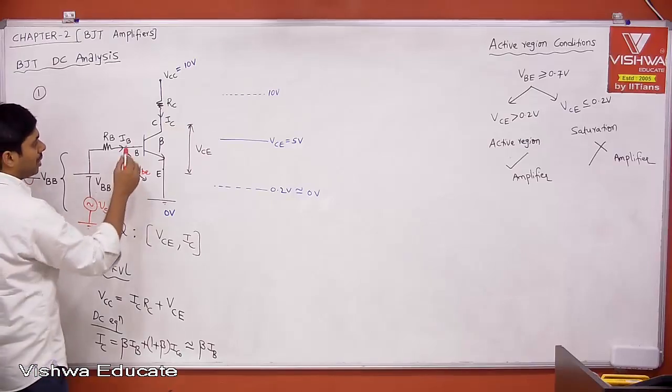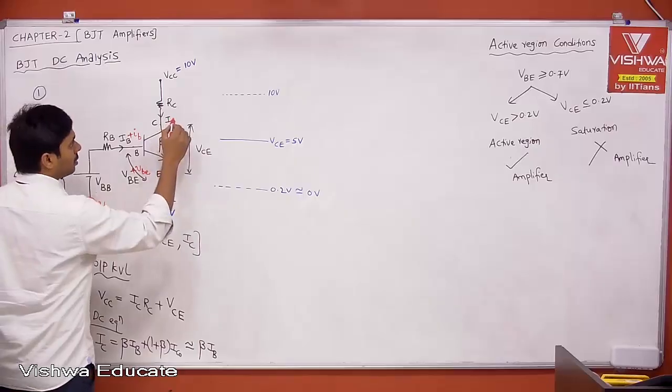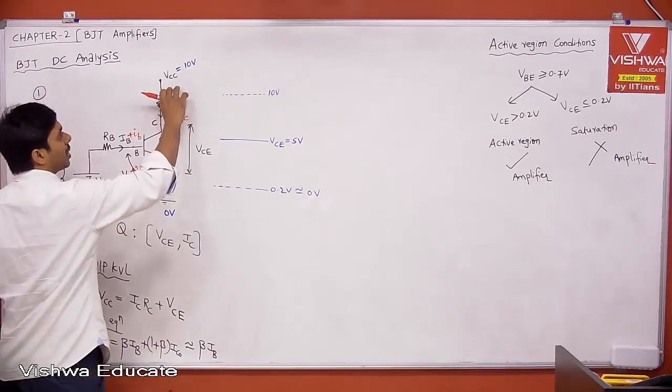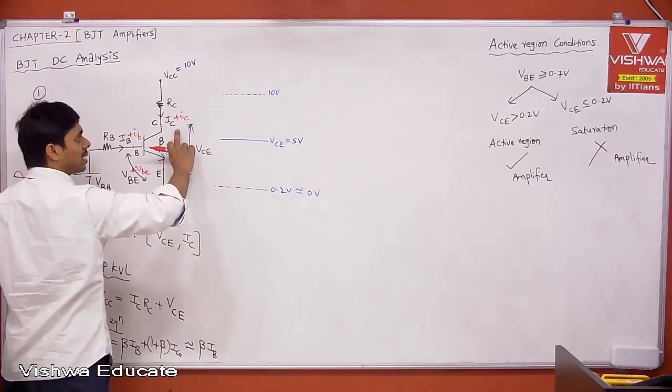Then, because of change in VBE, we have change in current, small IB. Because of change in IB, you have change in current, small IC. Because of change in IC, there is a change in drop across RC. But my output voltage is not across RC. My output voltage is at the transistor output.